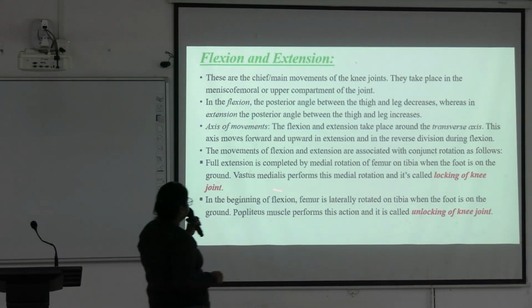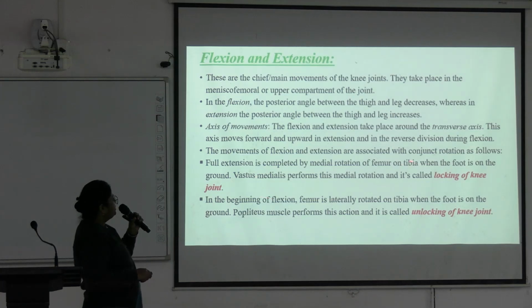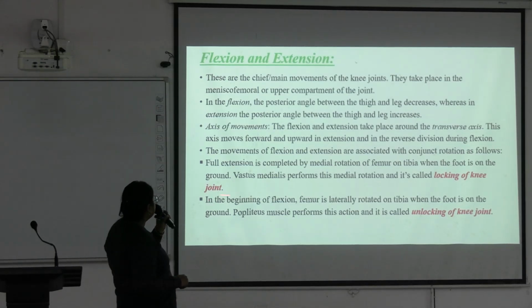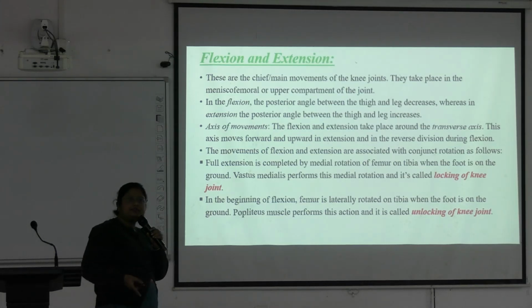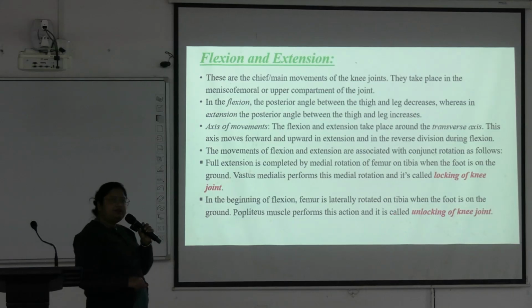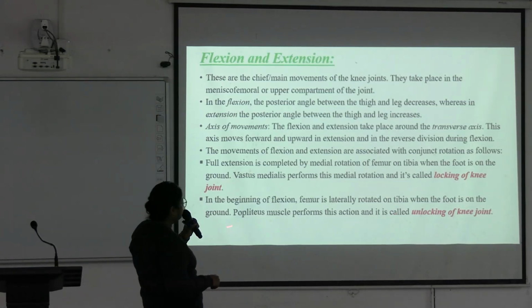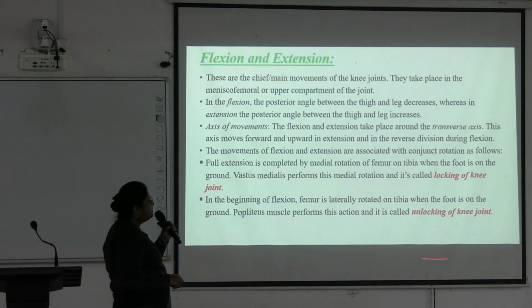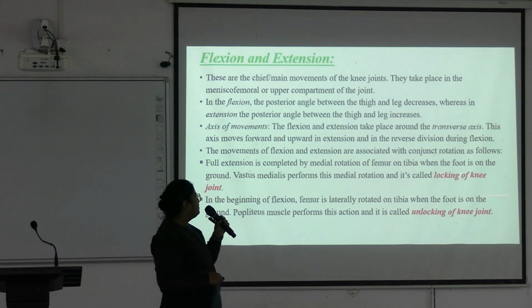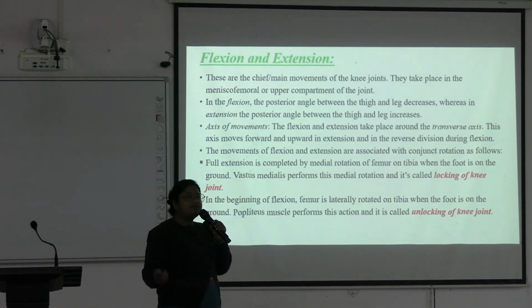At the end of extension, this medial rotation is performed by the vastus medialis muscle, and it is known as locking of the knee joint. Next, in the beginning of flexion, the femur is laterally rotated on the tibia from the fully extended position when the foot is on the ground, and the popliteus muscle performs this action. This is called the unlocking of the knee joint. So the popliteus muscle is called the unlocking muscle of the knee joint.